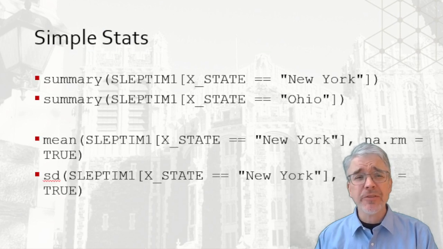The BRFSS asks people how many hours they sleep. That's the variable sleptim. We'll compare that for different states. New York City is called the city that never sleeps. Let's see if we can see that in the data.